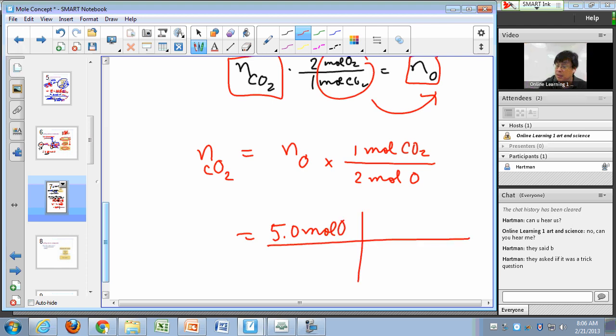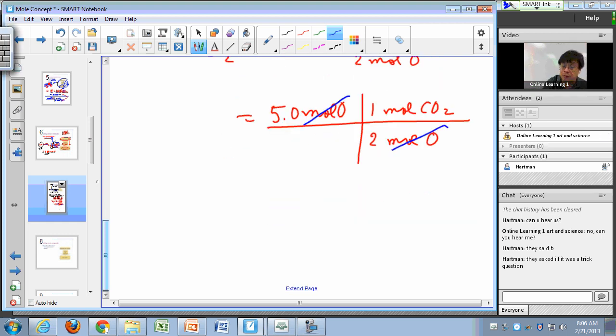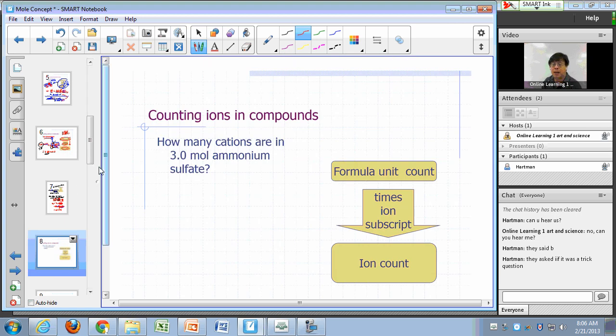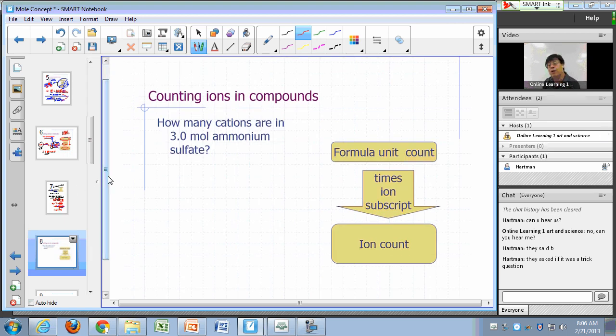Okay, and you can set this up like a picket fence. You can say times 1 mole of CO2 over 2 moles of oxygen. So you can twist this problem around and work backwards instead. So 5 divided by 2, that gives you 2.5 moles of CO2. Right? So it's all about counting. And just have to keep in mind that subscripts in the formula are counting numbers. They tell you how many atoms you have in a molecule. Let's apply that to ionic compounds. Okay, let's count ions in compounds.